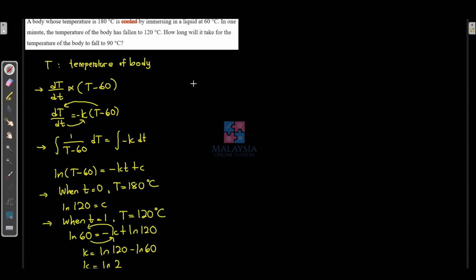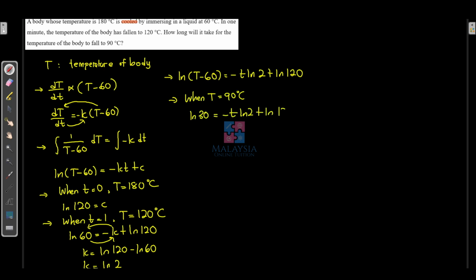So now we have the complete solution, the particular solution of the differential equation. We can write ln of T minus 60 equals negative T ln 2 plus ln 120. Now what we are looking for is how long will it take for the temperature of the body to fall to 90 degrees Celsius. So when temperature equals 90 degrees Celsius, on the left hand side, 90 minus 60, that is 30. So ln 30 equals negative T ln 2 plus ln 120.